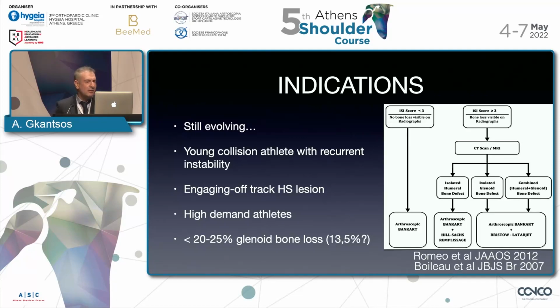Young collision athletes and high-demand athletes are maybe good candidates. Of course, we use it for engaging Hill-Sachs lesions. They are off track. And about the glenoid bone loss, for sure, lower than 20-25%. I think that the new studies that refer to 13.5 are more accurate.